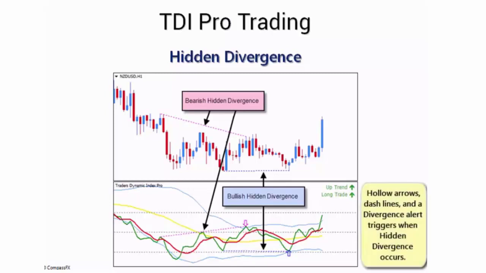When you take a look at the chart, you can see that we have bearish hidden divergence up above. We have lower highs in price and higher highs in the Traders Dynamic Index. And sure enough, after that occurred, the market did roll down.